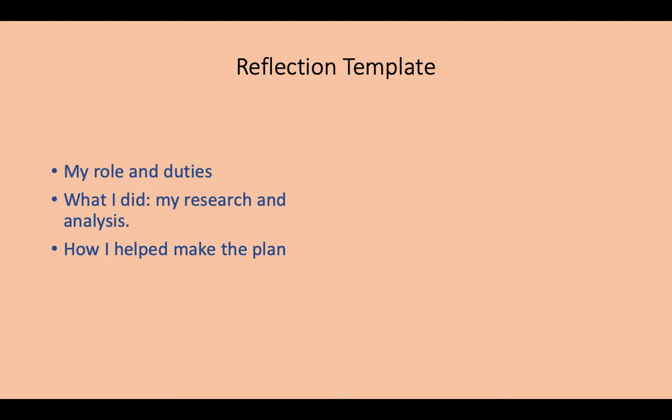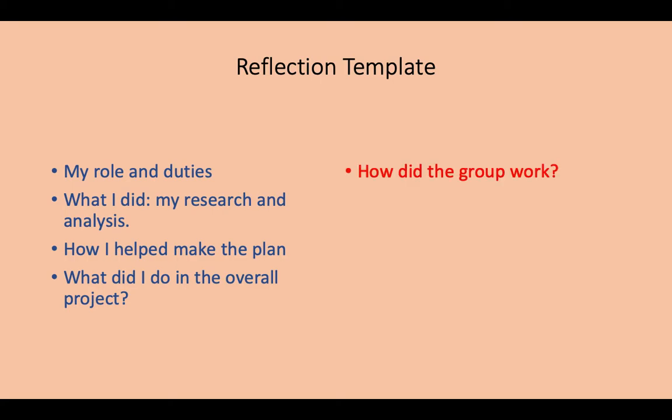So when we got stuck, when we had problems, when issues came up, when people didn't have work done, how did I help the group make sure that the plan stuck to task and we got it done right? And what did I do in the overall project? So what was my main role, okay, to make the project good, okay? Also, we think about how did the group work? So what things did we do wrong?